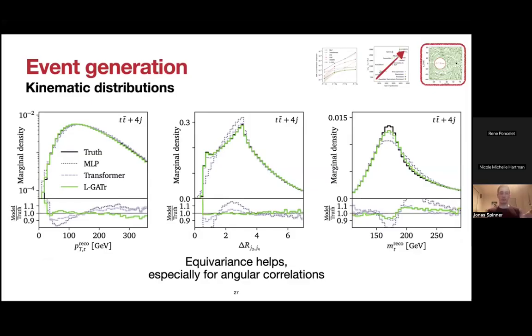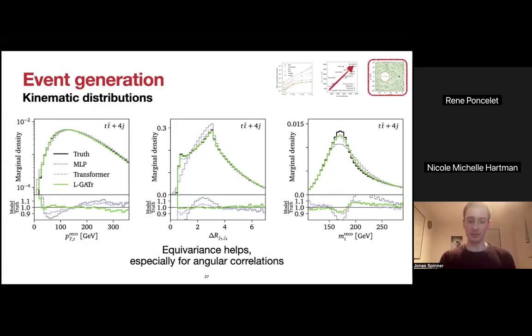These are the simplest thing to look at, just kinematic distributions. And now we compare an MLP velocity field, a transformer velocity field, and our L-GATr velocity field. And you see that in all 3 plots, the L-GATr velocity field is a lot better. There are a lot of plots like this that you can draw, and I have a lot of them in my backup material. But essentially, you clearly see L-GATr is always better.